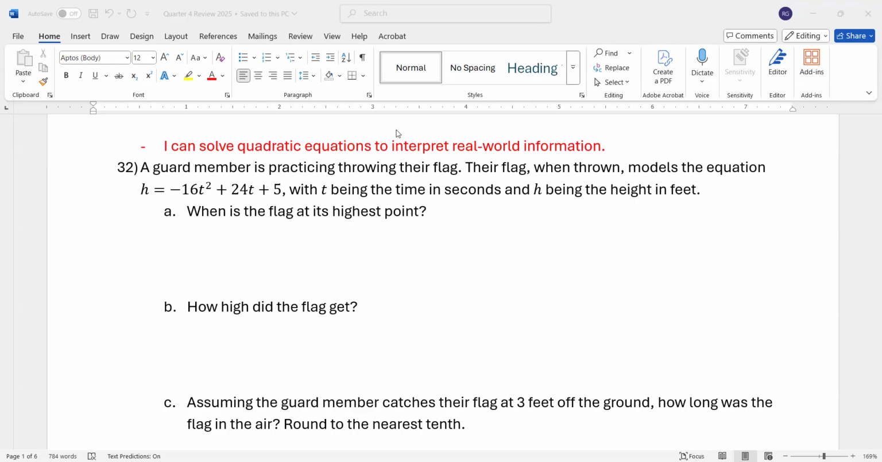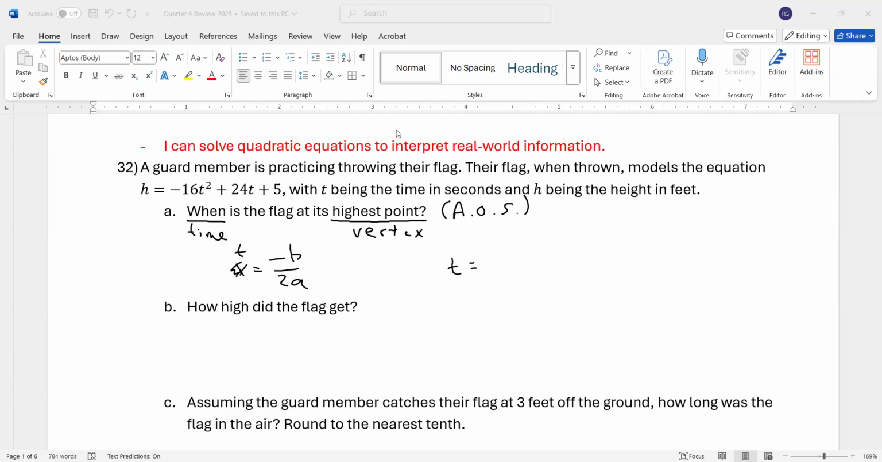Now, highest point means vertex. When is a time. So I'm looking for the t value of the vertex, or the x value of the vertex. That is AOS. We're going to use the axis of symmetry. So x equals negative b over 2a, or t in this case. So x and t are basically the same thing here.